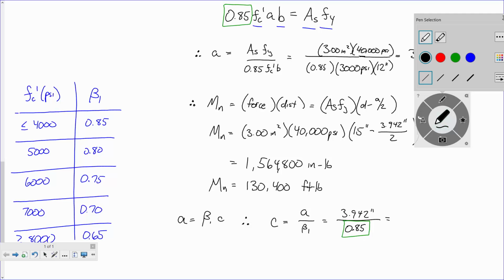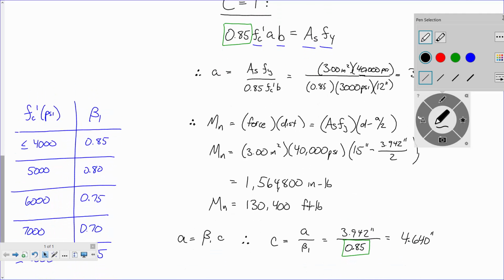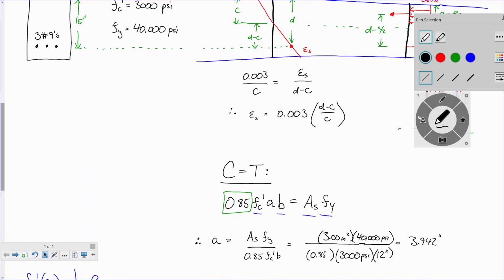Plug and chug, and for C, what'd you get? 4.64 inches, right? Now, what am I going to use C with? I'm going to use C with my strain profile, because I need to calculate what the strain in the steel is. So I'm going to use it with this. Epsilon sub s is 0.003 times (D minus C) over C.